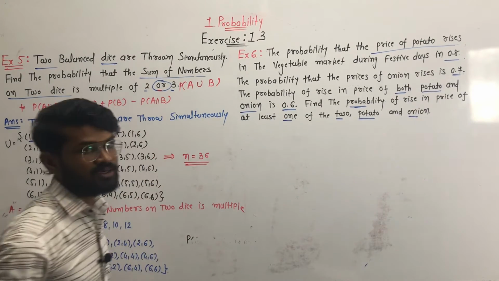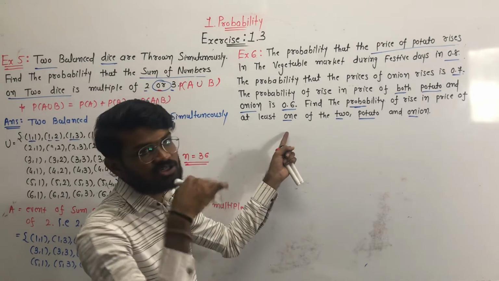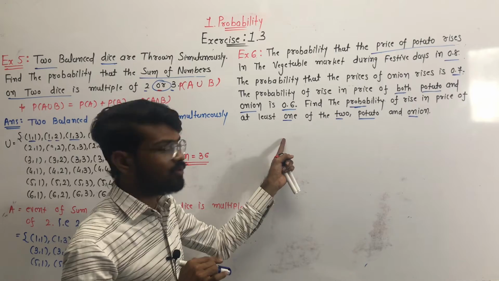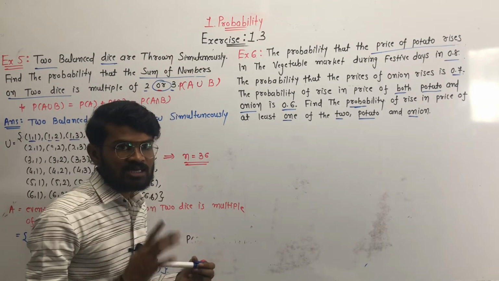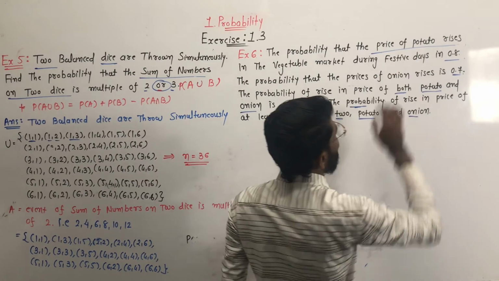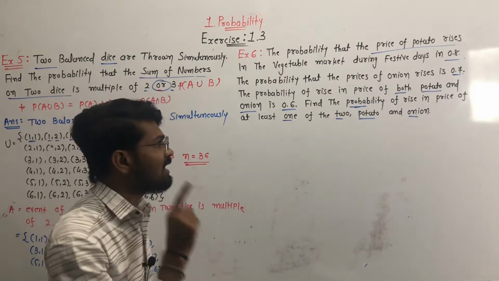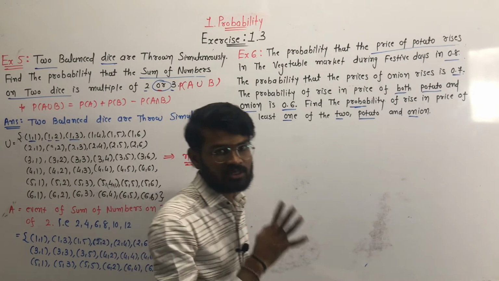We have to find the probability of the rise in price of at least one, कम से कम एक. Okay, so suppose event A is the rise of the price of potato, yes, and event B is the rise of the price of onion, yes.